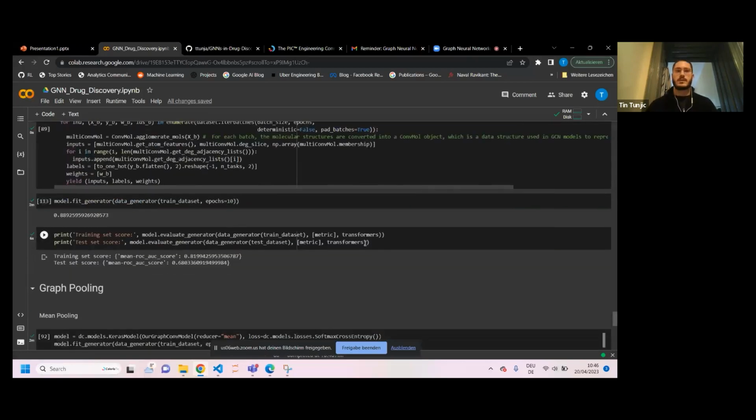The model training has been finished, and as you can see, the score for the data set is 0.89. For the ROC score, it's 82% for the training set, and for the test set we have 68%, which is a little bit better than for the multitask classifier.